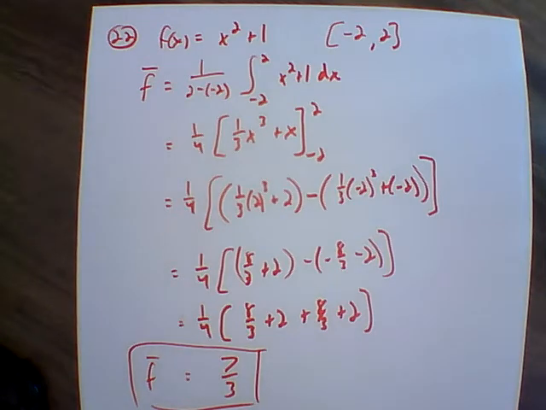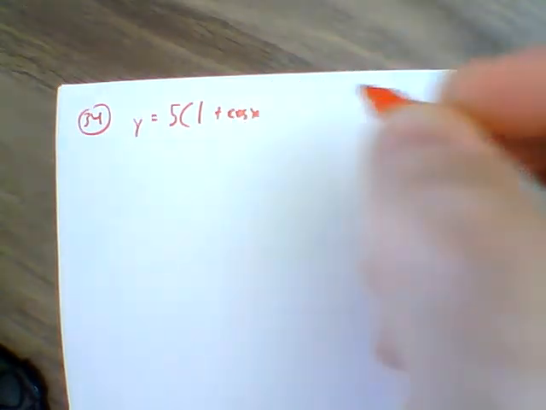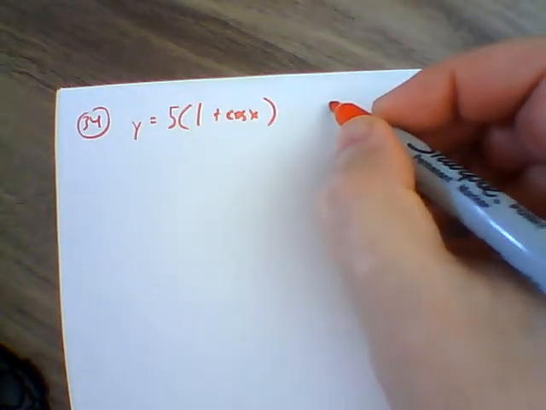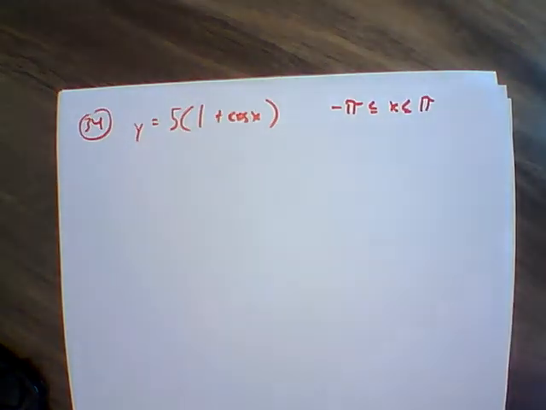Now considering 34. Okay, question 34, they give us a wave problem. So we actually have a little story problem in here. Here we talk about the average height of a wave. It says the surface of a wave is described by y equals 5 times 1 plus cosine x, from negative pi less than or equal to x less than or equal to pi, where y equals 0 corresponds to a trough of the wave. Find the average height of a wave above the trough on this wavelength.